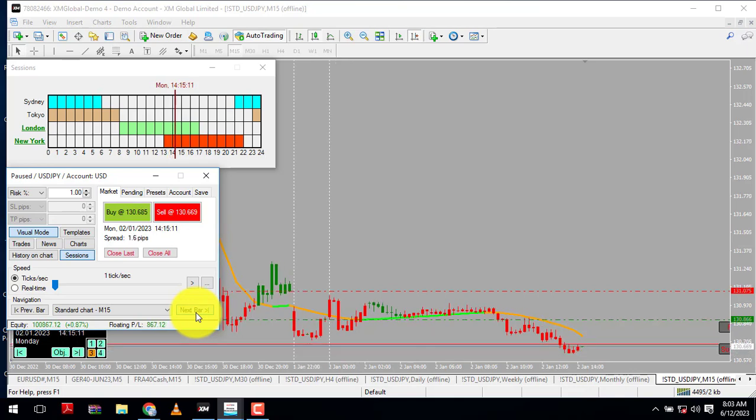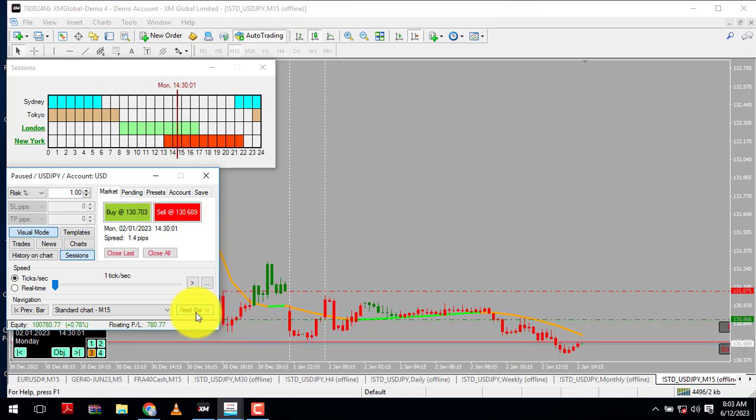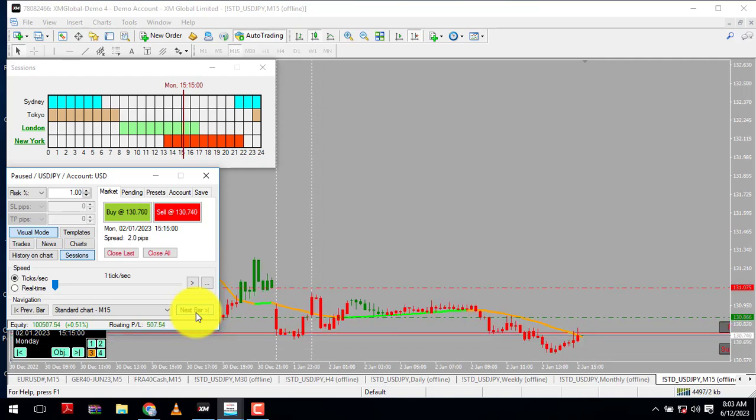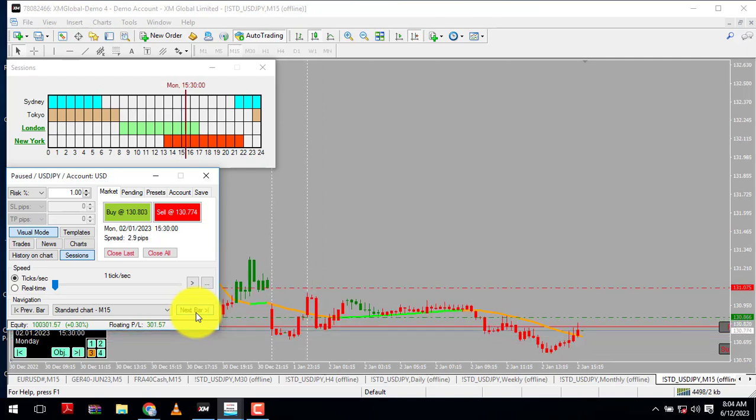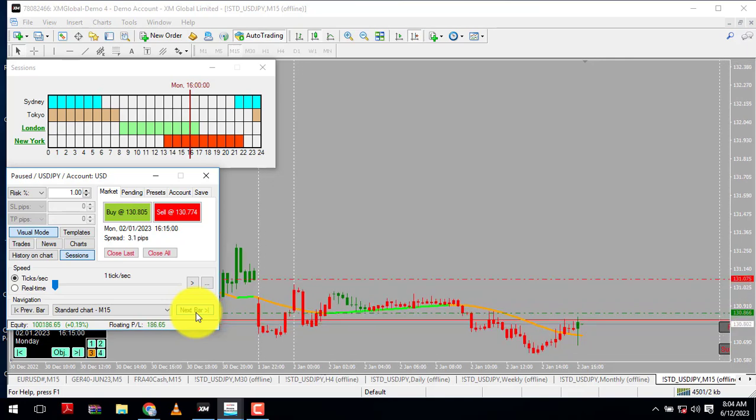This is a very mechanical system. Once you set it up, your job is just to take the signals as they appear, not to mess with it or to plead cases. Now we have our first exit signal, so we close the last trade. We're almost done for the day because we're trading this London session; this is New York, this is Tokyo, this is Sydney, and so we continue.